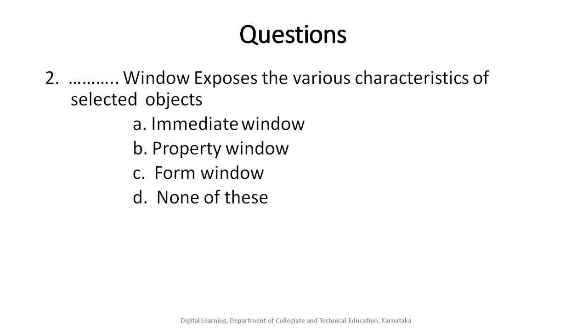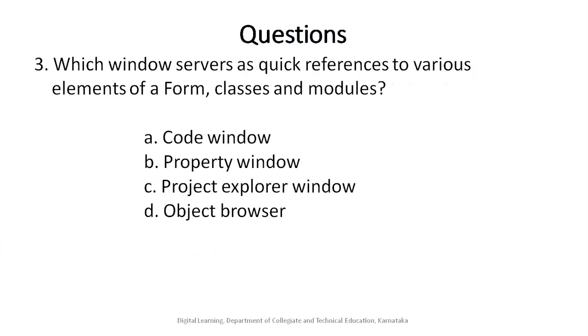Which window exposes the various characteristics of selected objects? Immediate window, property window, form window, none of these. The right answer is property window. Which window serves as quick reference to various elements of a project, including forms, classes, and modules? Code window, property window, project explorer window, object browser. The correct answer is object browser.